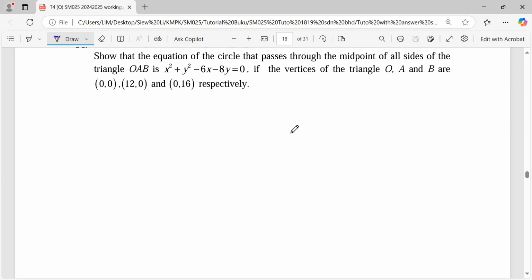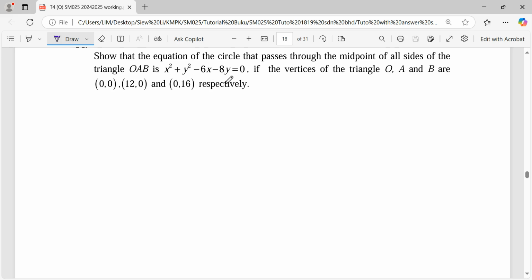Hi everyone. For this question, they ask us to show that the equation of the circle passing through the midpoints of all sides of the triangle OAB is this, given that the vertices of the triangle OAB are the origin O, A (12, 0) and B (0, 16) respectively.